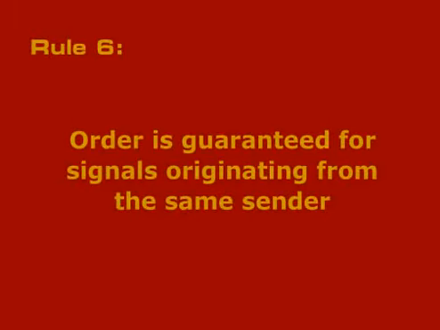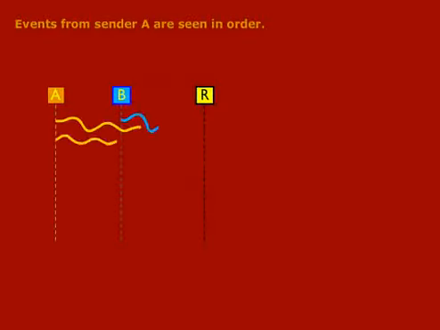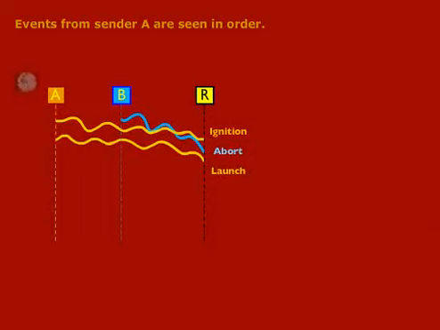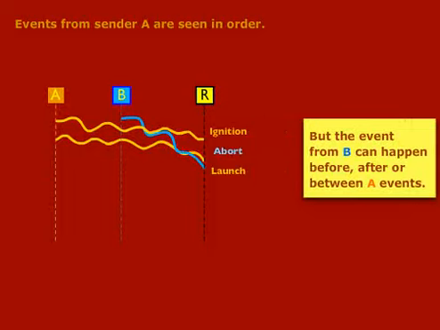Order is guaranteed for signals originating from the same sender, but not from separate senders. This is a key consequence of giving each object its own local time frame. Here we have two senders, A and B, communicating with a recipient object R. The signals sent from A are guaranteed to arrive in order, so that ignition occurs before launch on any platform. This is because we can use A's local clock to timestamp its signals. But whether the abort signal from B arrives before, after, or between the two signals from A is entirely platform dependent. This is because B could be running in an unsynchronized time frame.